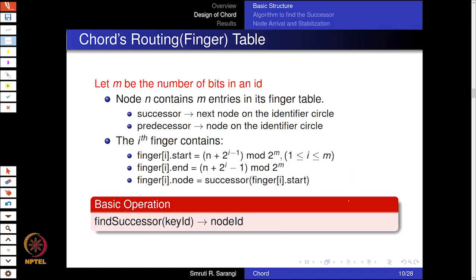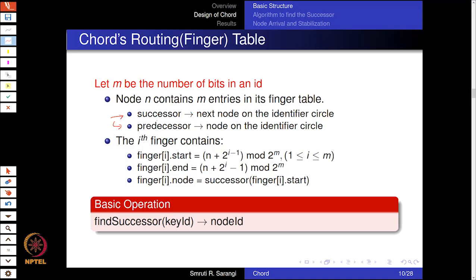So now let's see. Let m be the number of bits in an ID. So m is the number of bits in both the node ID and the key ID, which is produced by the SHA-1 process. For a node, whether it's a physical node or virtual node, as far as the lookup is concerned, it doesn't matter. It is only when we are looking at the uniform distribution of keys to a node that it actually matters. So we'll now define two terms, the successor and the predecessor. The successor is the next node on the identifier circle. The predecessor is the previous node on the identifier circle.